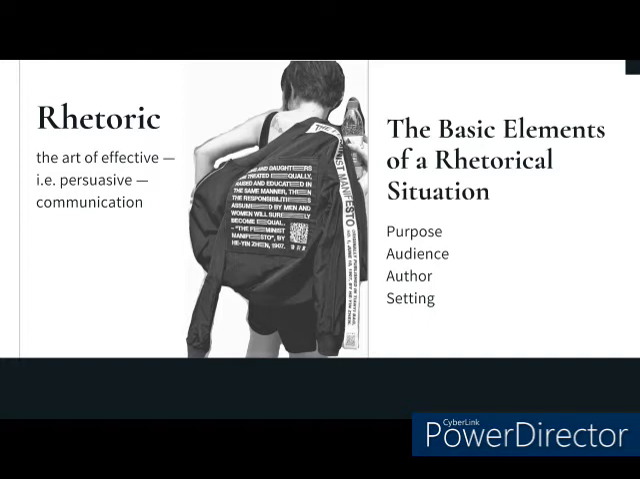And bias is not necessarily a bad thing. Everyone is biased, whether we're conscious of it or not. Everyone is biased in a particular way because we grew up in a particular environment, in a particular class with particular beliefs. But as a writer, we have to be self-aware of what our biases are. And we also have to try to be aware of what other people's biases are in order to make more nuanced judgments about things. So, the basic elements of the rhetorical situation: purpose, audience, author, and setting.